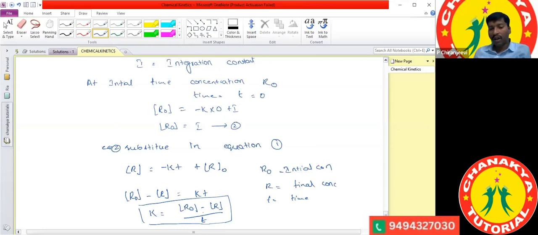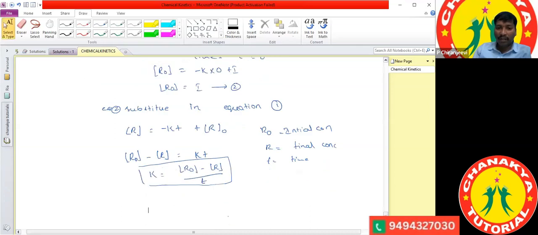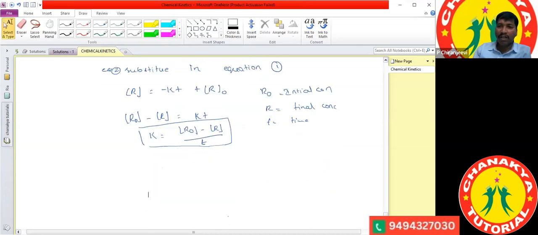Now, based on this, let us see. This also we can represent graphically. Before explaining the graph, first we will discuss the units of the rate constant of the zero order reaction.